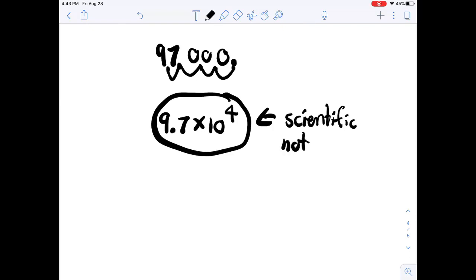And this is scientific notation of 97,000. So in this example, 9.7 is the coefficient, and it's in between 1 and 10. So it doesn't have to be a whole number, it could be a decimal, just as long as it's greater than or equal to 1, and at the same time less than 10. So 9.7 is the coefficient, and the 10 is the constant, and 4 is the exponent.